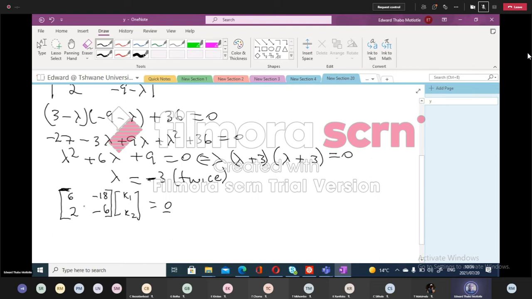So this equation, if you check, the top one is actually the same as the one below. They have multiplied the one below by 3 to get the top one. So these are the same equation. You can take 3 out as a common factor. So we have 2k1 minus 6k2. We'll use this one equals to 0. Now we make k1 the subject. This is equals to 3k2.